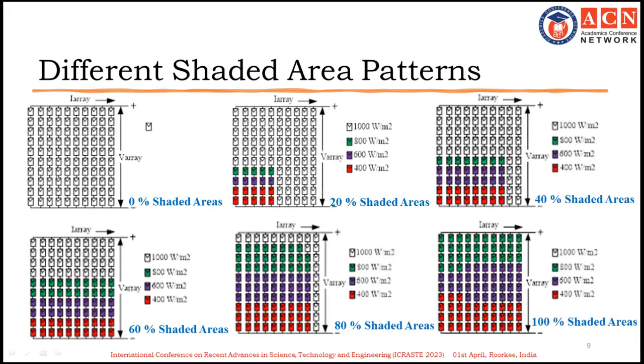This figure shows the different shading area patterns. As you can see, no shaded area, 20% shaded area, 40% shaded area, 60% shaded area, 80% shaded area, and 100% shaded area are considered.